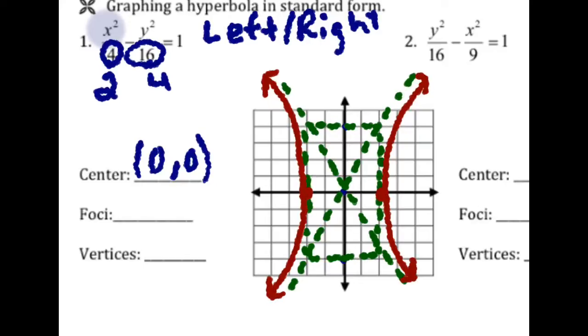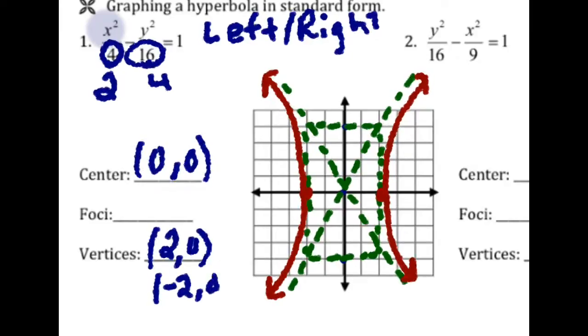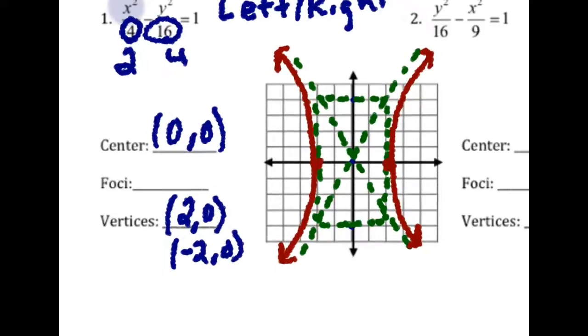Now the vertices are those red points that I made there that just got a little bit bigger, so let's just state those. So that's at (2, 0) and (-2, 0). And then the final thing is to calculate the foci. Alright, so let's just check that out real quick.